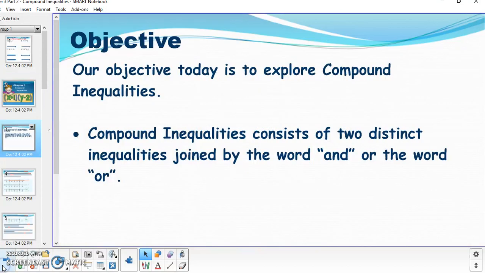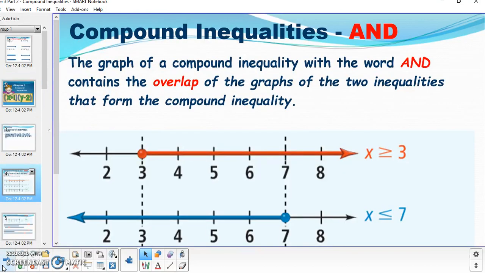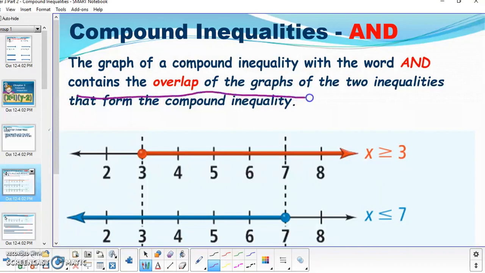All right, so compound inequalities, there's two types. The first type involves and. This would be a good time to pause and get the definition of and compound inequalities. And compound inequalities contain the overlaps of the graphs of the two inequalities that form the compound inequality.